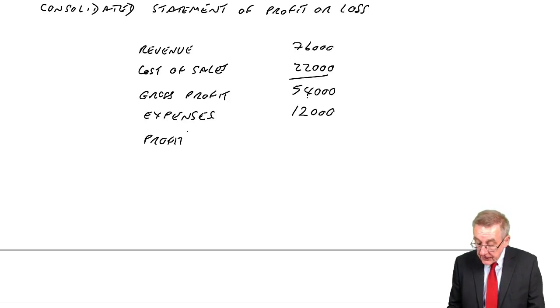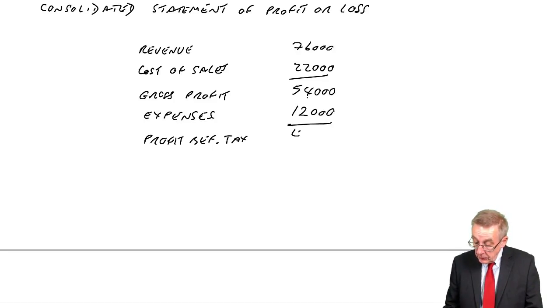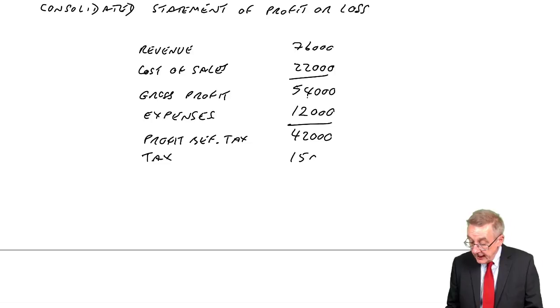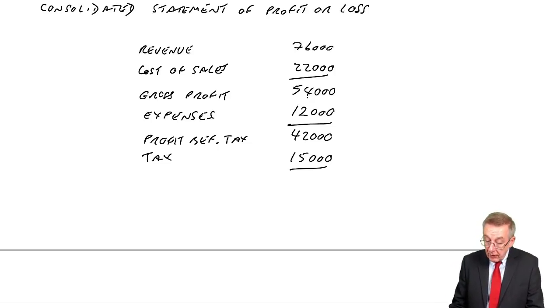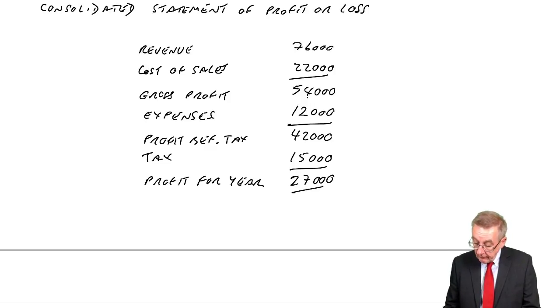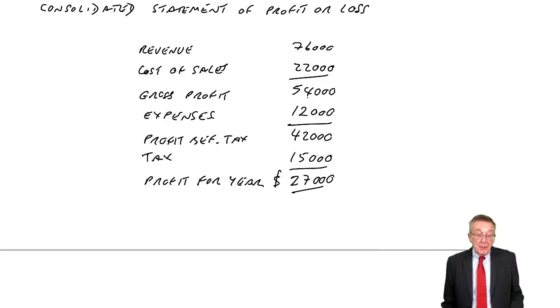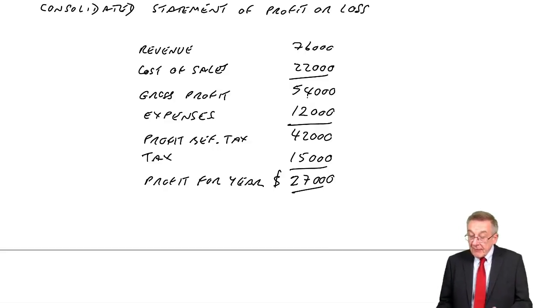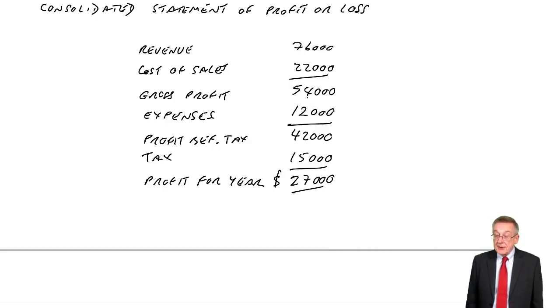The profit before tax, 42. The tax, add up, 12 plus 3 is 15. And so the profit for the year, oh, sorry, I'm going the wrong way. 42 minus 15, 27,000. So although there are some problems coming in the later examples, that really can't be easier. It's just adding up the two statements.